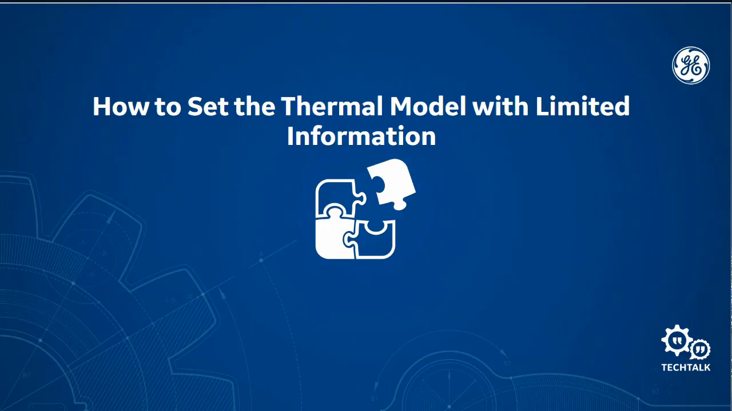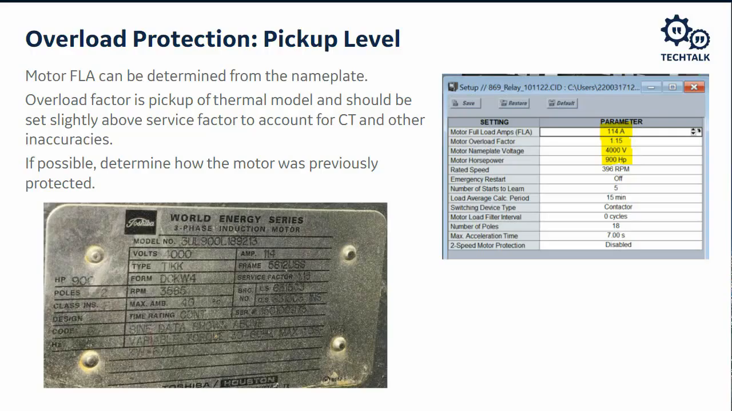So first thing we really ought to set is the pickup value, the pickup of the motor thermal overload. Now remember from the poll question that the pickup is associated with the point when we get above that current, we're going to start to accumulate thermal capacity. So in the 869 and the 469 and the 369, you actually had to set this as a pickup. But in the 869, what you give the relay is a motor full load amps, which I've highlighted in yellow at the top, and a motor overload factor.